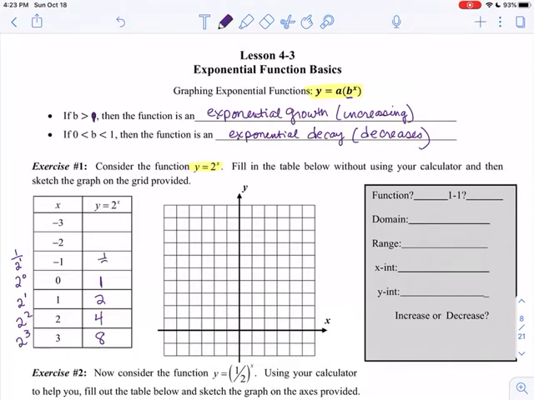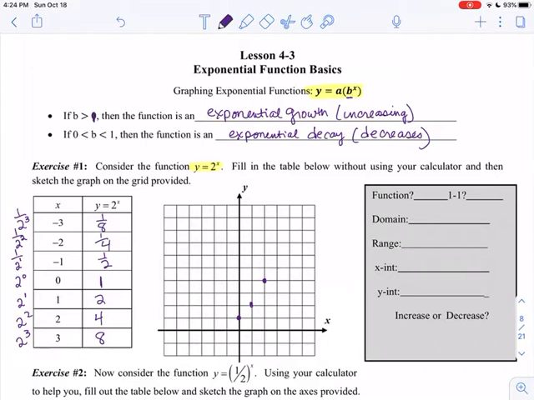The negative ones, remember, in order to make a negative exponent positive, I put it underneath 1, so it's 1 over 2 to the first. This is 1 over 2 to the second. And this is 1 over 2 to the third. To make that negative exponent positive, I put it in the denominator of a fraction.